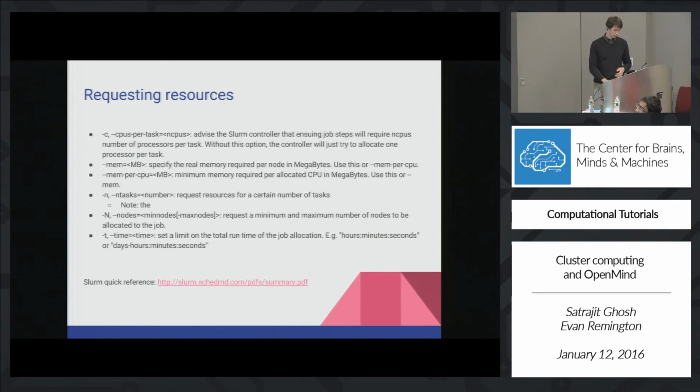N, number of tasks. I have a fragment there. Big N, which is the nodes, tells Slurm how many nodes you want. This can be either specifying that you need at least a certain amount of nodes, or no more than a certain amount of nodes. For instance, if you want all your jobs to run on a certain node, you can say -n1.